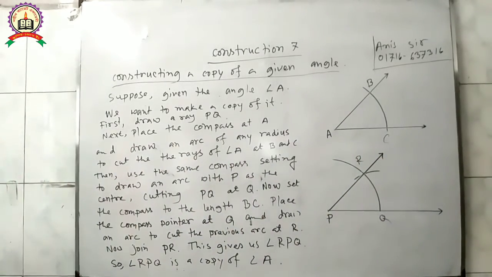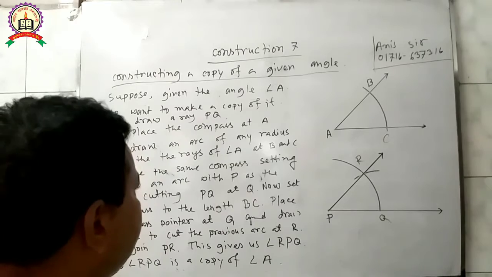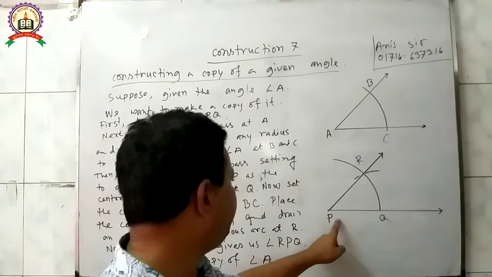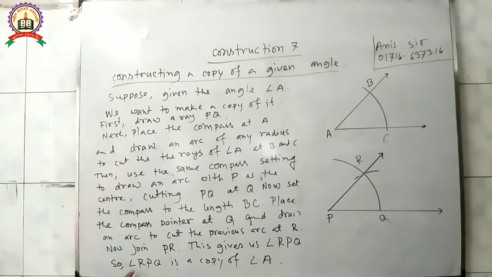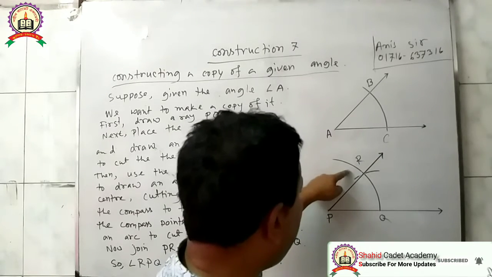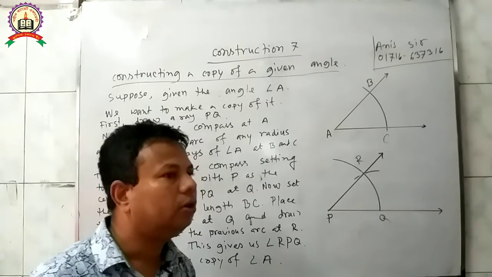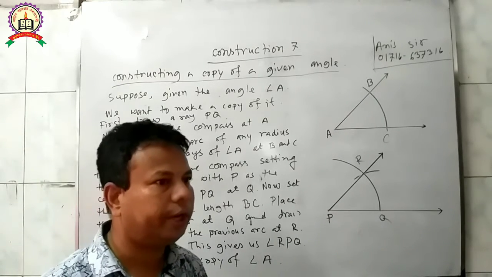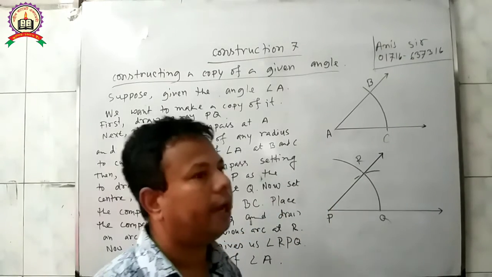Then we get an angle. By joining PR, we get angle RPQ. And so angle RPQ is a copy of angle A. In this way, we can draw a copy of a given angle.